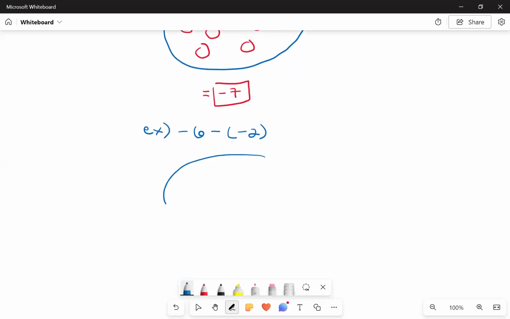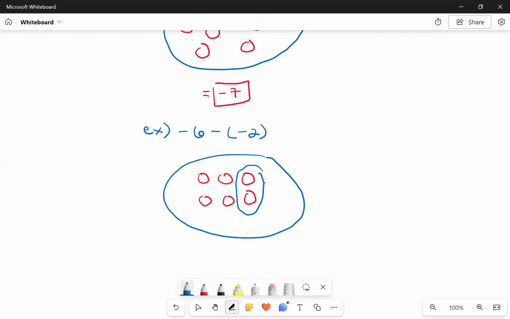That means I'm starting with 6 red chips, and I'm going to remove 2 red chips. That's what that says to me. Take out 2 red chips. So if I take out 2 red chips, I'm left with 4 red chips. So that's how we do -6 minus -2.